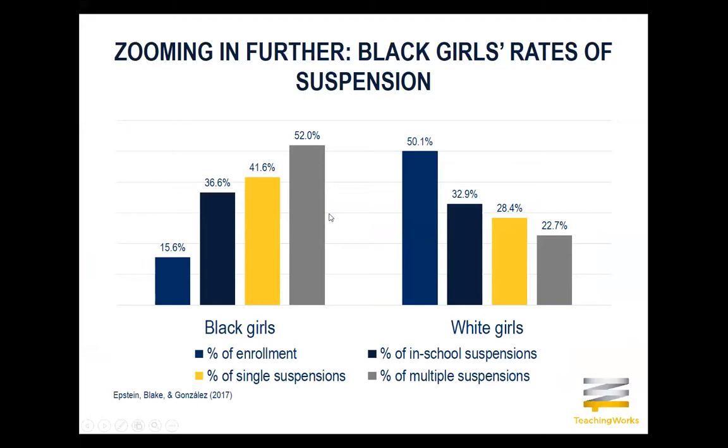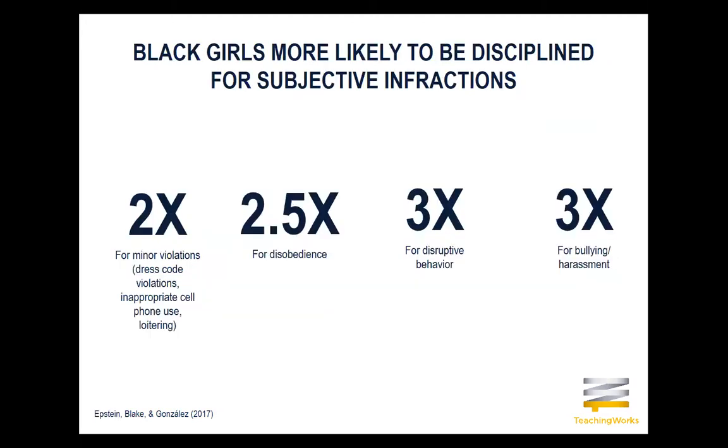So when we zoom in a little bit further, and this goes back to looking at suspension rates for Black girls. So again, we're looking at just targeting certain individuals, and you can look at these charts and see that there's just some variance in terms of what we see happening. You might go, well, what is really important about this? When we look at the statistics a little bit more closely, we see Black girls are more likely to be disciplined for subjective infractions.